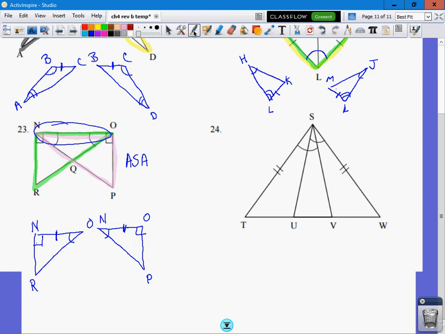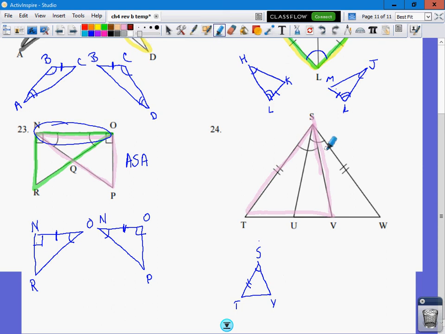In the next one, when I go to highlight the two triangles and separate them out, I know that I want to highlight this triangle because they're talking about this angle. And I'm just going to go ahead and separate it out. This is T, this is S, this is V. And I know that I have TS, and I know that I have this angle S in this triangle.